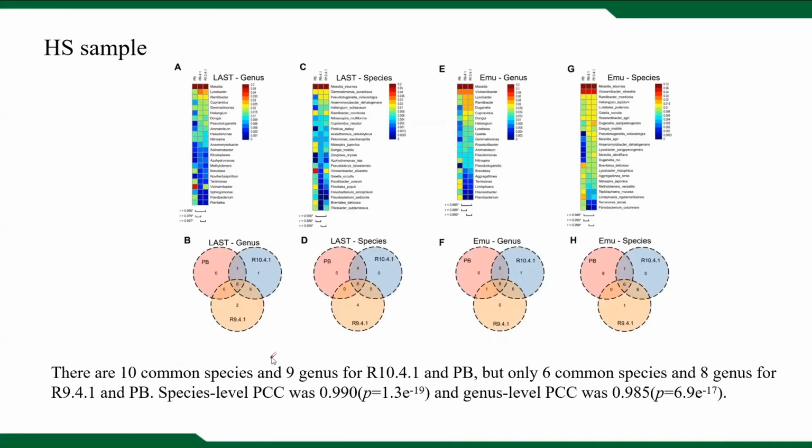Furthermore, for HS cell samples, there were 10 common species and 9 genera detected by R10 and PacBio, but only 6 common species and 9 genera were detected by R9 and PacBio. The correlations were 0.99 at the species level and 0.985 at the genus level. These results suggest that the major species of R10 and PacBio have a similar distribution, especially in HS cell samples.